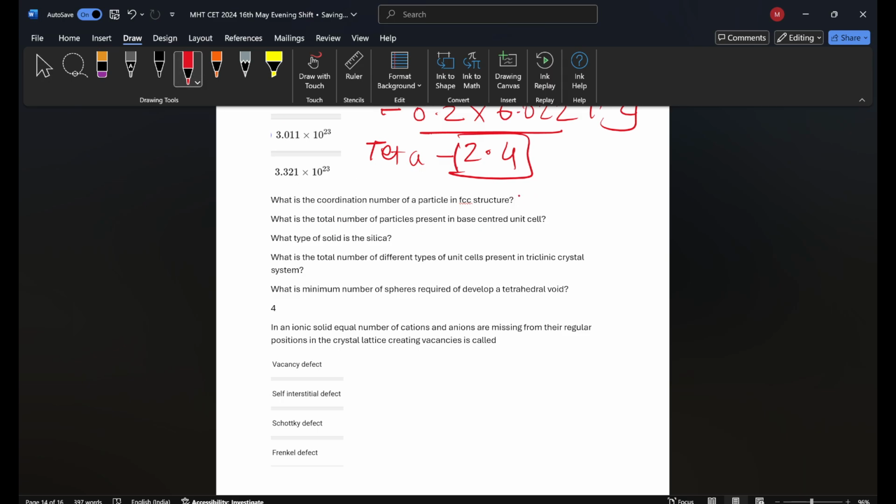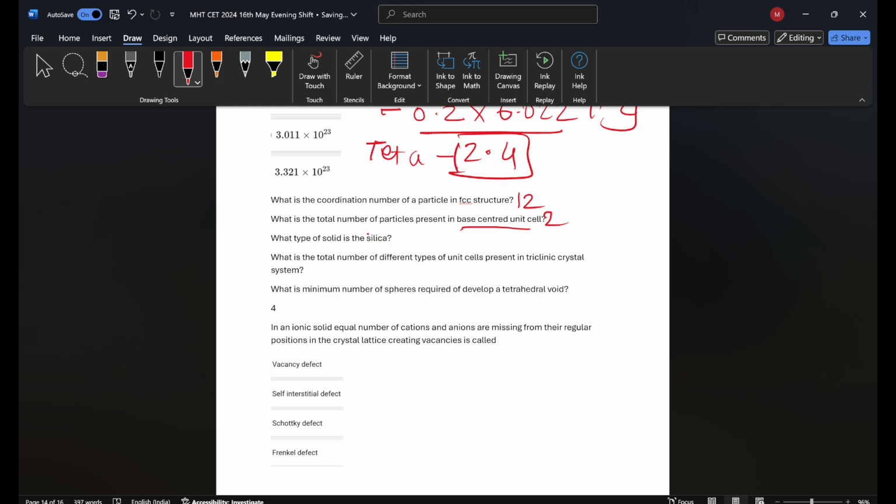What is the coordination number of a particle in FCC? I remember it as 12. Do let me know if I am wrong. What is the total number of particles present in a body centered unit cell? BCC मध्ये किती particles? So this type of question is also there.